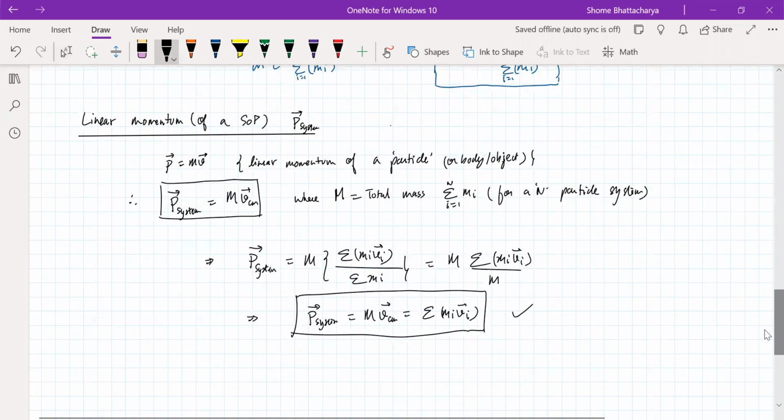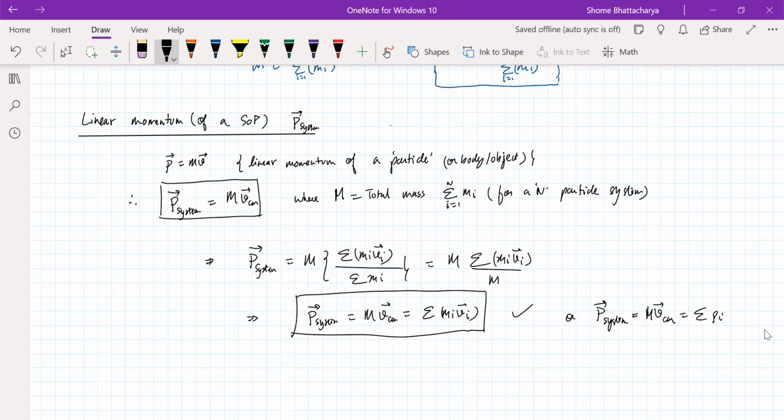Okay, so we can also write this like this, that momentum of the system, therefore, which is total mass into velocity of center of mass, is also equal to vector sum of the individual momenta of the particles. Also define it this way.